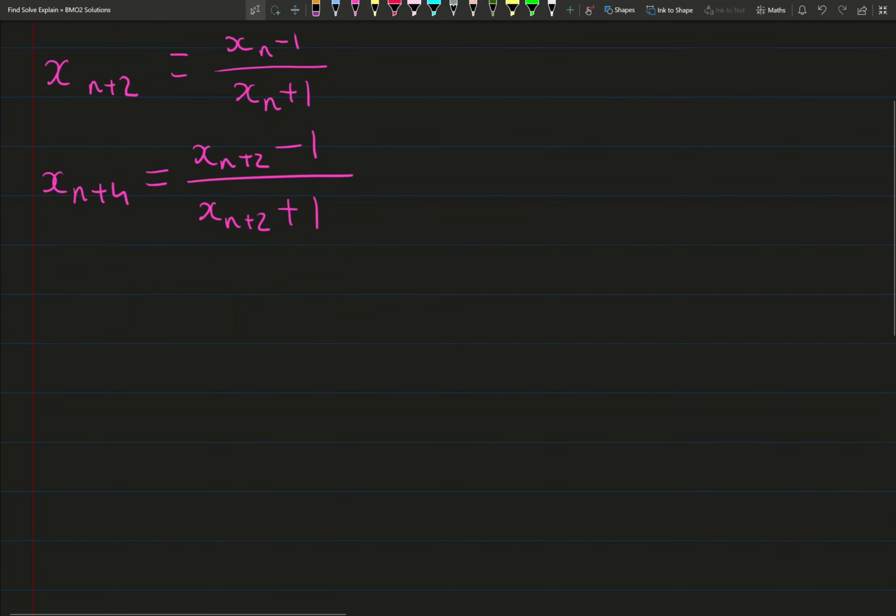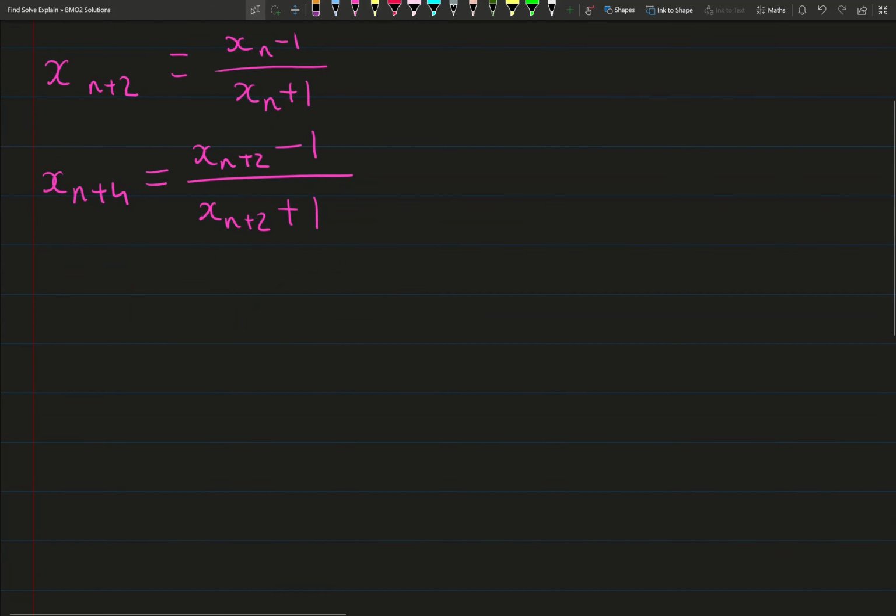So from this we know that x_1 equals x_9 equals x_17 equals x_25, and this goes on forever. So it is obvious that if n is one more than a multiple of 8, it's going to equal x_1. The biggest number that is one more than a multiple of 8 that is less than 2015 is 2009. So x_2009 equals x_1 equals 2014.